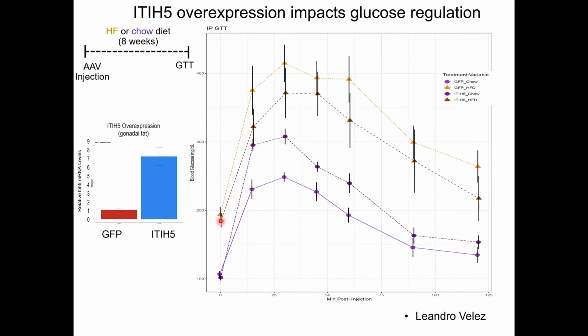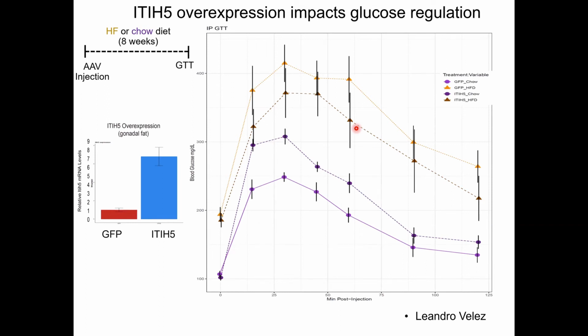However, under high-fat diet, it's exactly the opposite. These are our high-fat GFP expressors right here. Not surprisingly, the area under the curve is a lot greater than the chow, but ITIH5 completely flips in terms of its mode of action. It is now sensitizing the system to a bolus of glucose. And so, I mean, I can show you a lot of things.